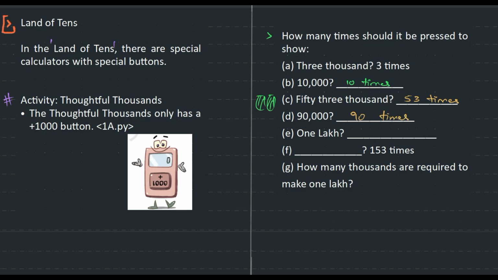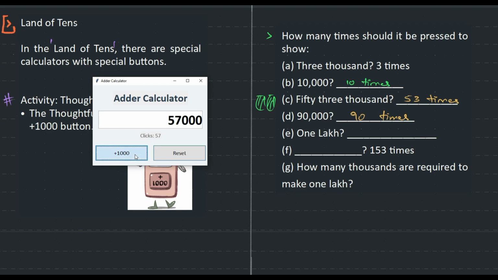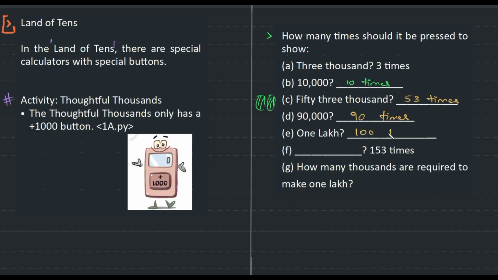What about 1 lakh? Let's see. Oh, I can do it. It's not wasting that much of time. So we reached 90,000 now, 90 times. And this is 93, 94, 95,000, 96,000, 97,000, 98,000, 99,000, and yes, 1 lakh, 100 times.